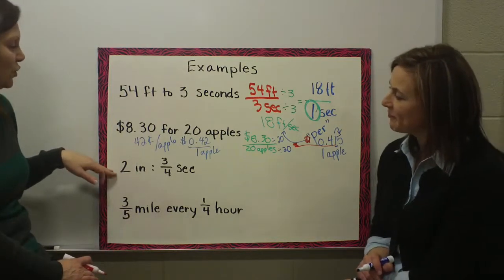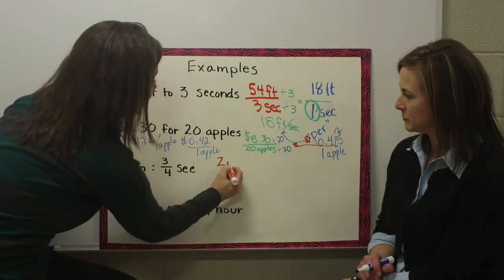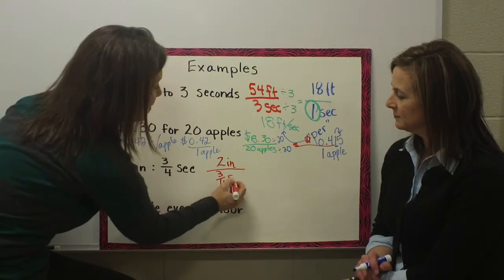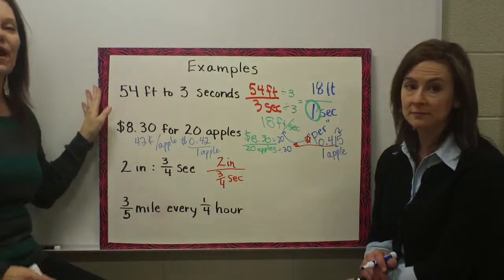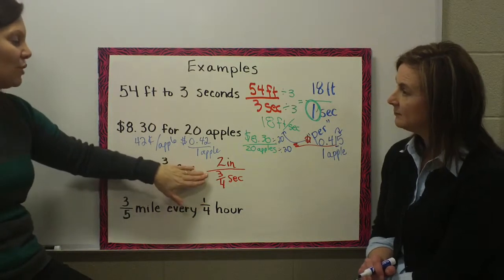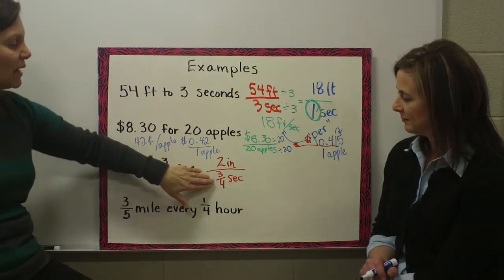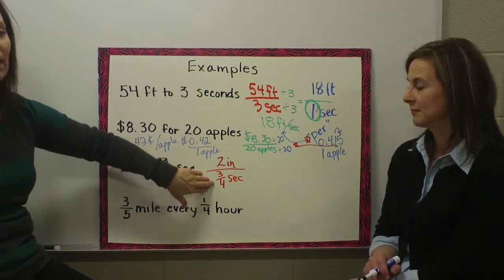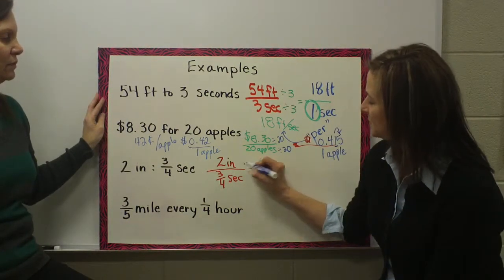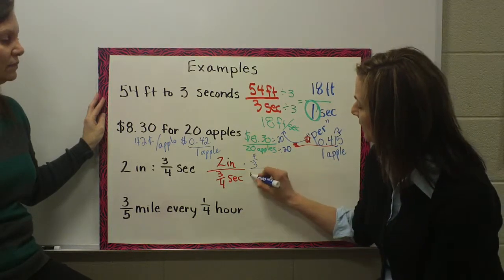In our next problem, we have 2 inches to 3/4 seconds. So I'm going to write it in fraction form first. And when I write it in fraction form, I notice that I have a complex fraction, so I have a fraction within a fraction. I still am trying to have 1 second be my denominator. In order to make my denominator 1, I am going to multiply by the reciprocal. So that means that we are multiplying both the numerator and the denominator by 4/3.